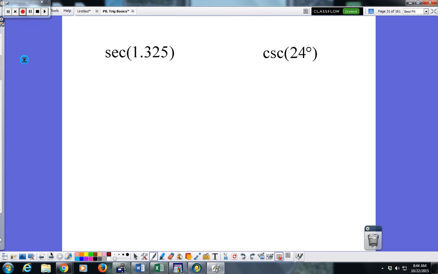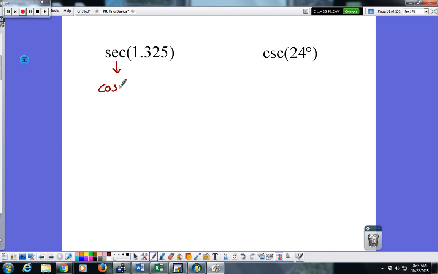Now, how do we type these in? Secant of 1.325, your calculator does not have a secant button, a cosecant button, or a cotangent button. So here's what you have to do. Secant is the reciprocal, okay, cosine, right? Secant goes with cosine.